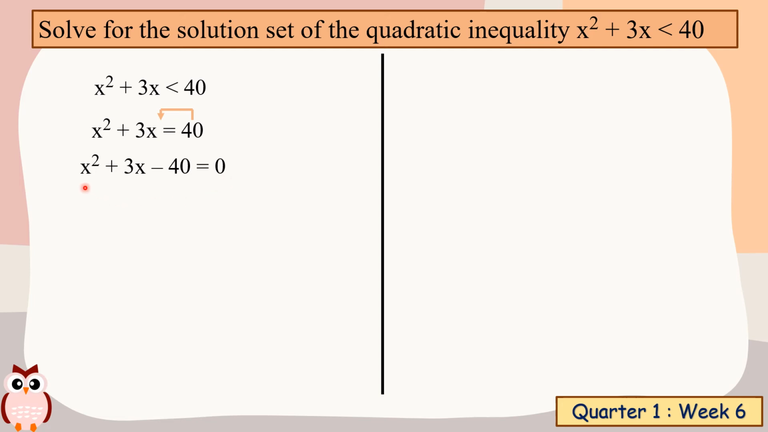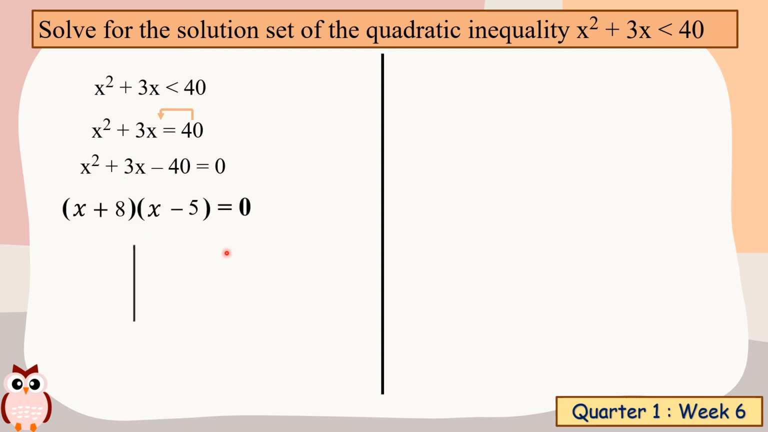Then we're going to solve for the roots by, again, factoring. So the factors of the first term are x and x. Then we're going to think of factors of -40 with a sum of +3. So the factors of -40 with a sum of +3 are +8 and -5. So as we multiply these two integers, we got here -40 as the product. And when we add, we have here a sum which is +3.